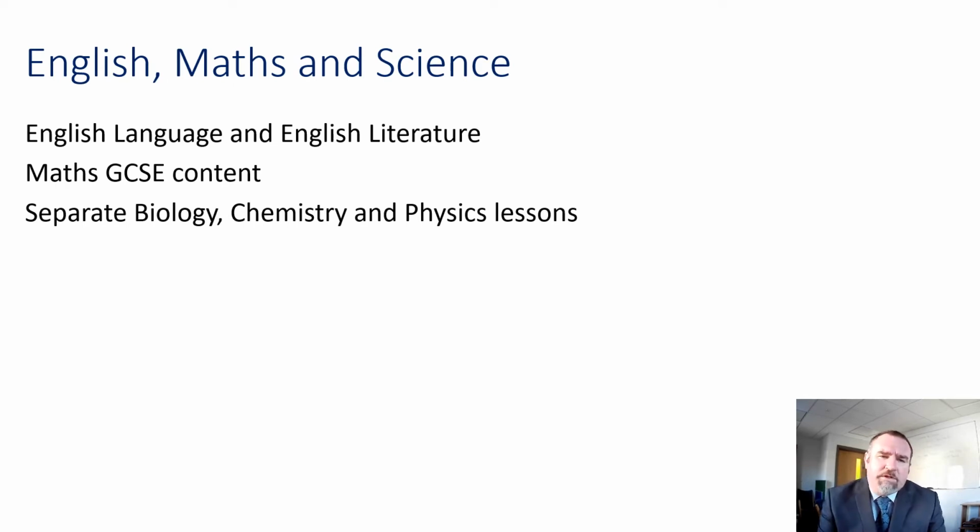In English, Maths and Science, what you will find is that you're starting to study GCSE content. In English, you will have lessons that are English language lessons and also English literature lessons, because in Years 9, 10 and 11 you prepare and study for 2 separate GCSE qualifications in English. In Maths, you'll be doing some GCSE content, and in Science you'll see on your timetable that most of you have separate biology, chemistry and physics lessons, because you're preparing to take a GCSE qualification in each of those scientific disciplines.